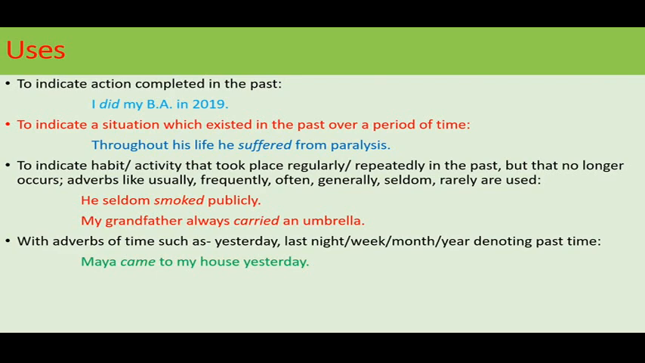The third use of simple past tense is to indicate habits or activities that took place regularly or repeatedly in the past. But these activities are no longer in existence, and adverbs like usually, frequently, often, generally, seldom, rarely are used in such types of sentences. For example, he seldom smoked publicly. My grandfather always carried an umbrella. Both these sentences show the habit of the past.